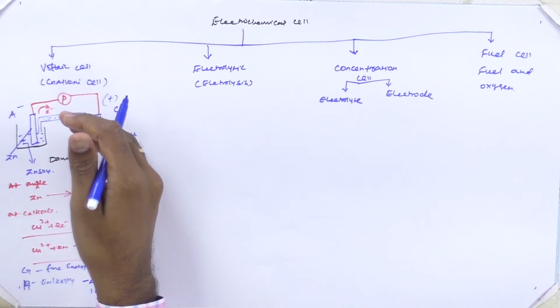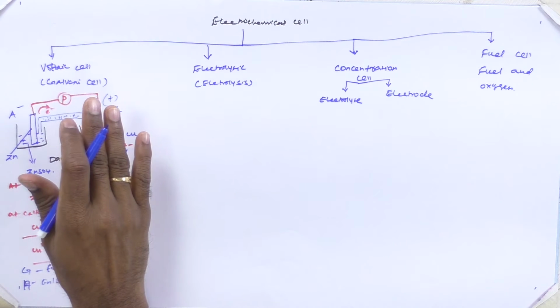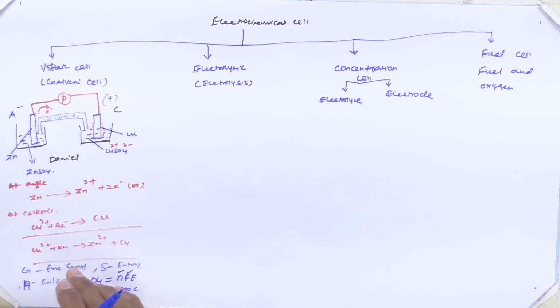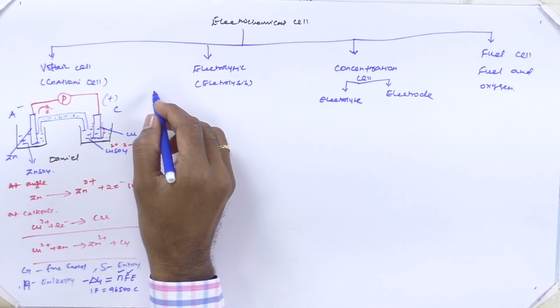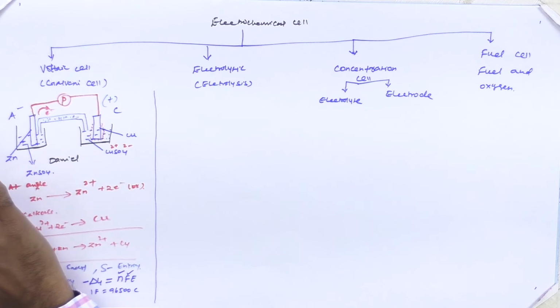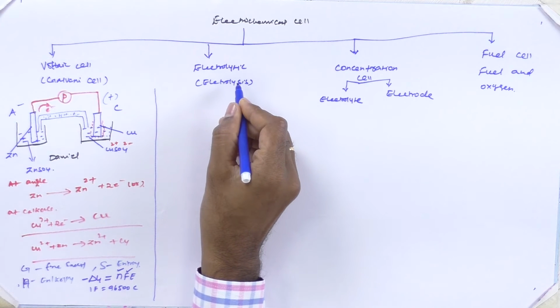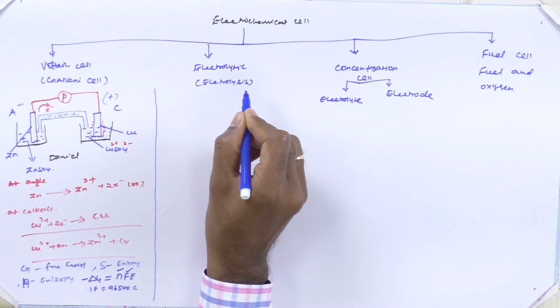So this is the information about the galvanic or voltaic cell, which is a kind of electrochemical cell. In a galvanic cell, the redox reaction is responsible for the production of EMF. This is one type of cell which comes under the electrochemical system, and the second system is the electrolytic cell.